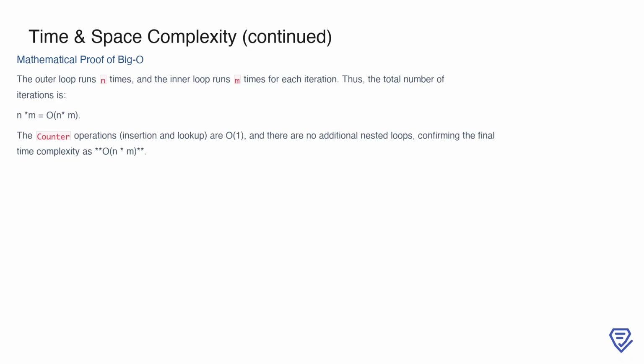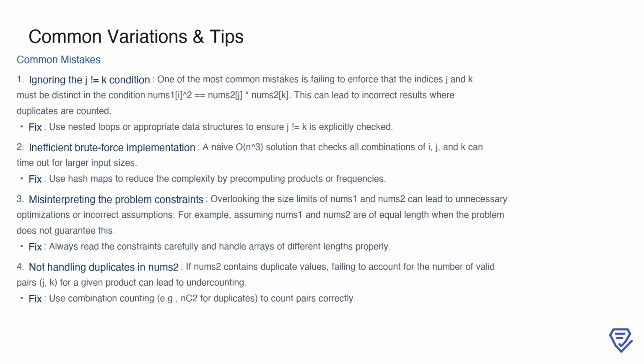When solving this problem, there are a few common mistakes that can trip you up. First, it's essential to enforce the condition that the indices j and k in nums2 must be distinct.